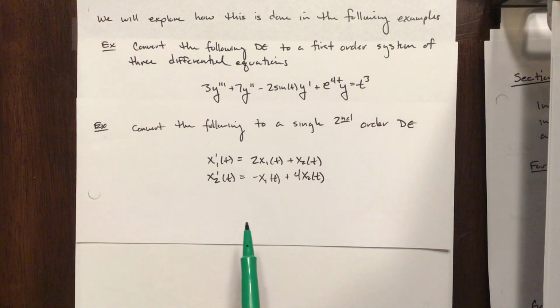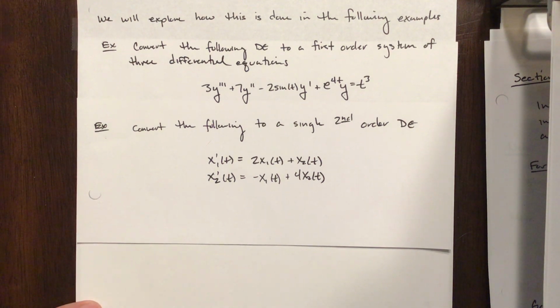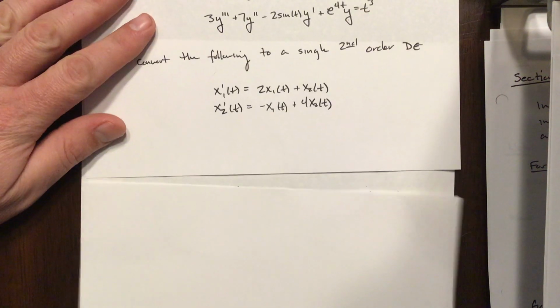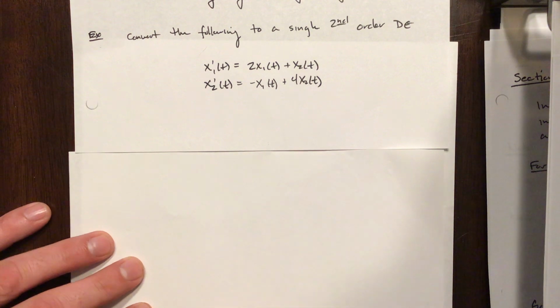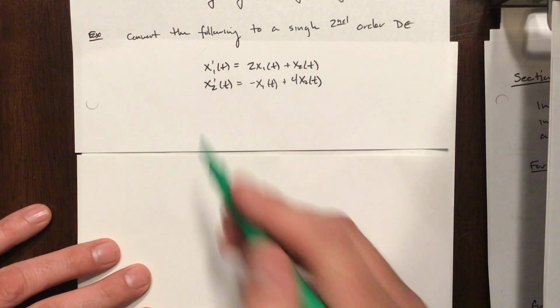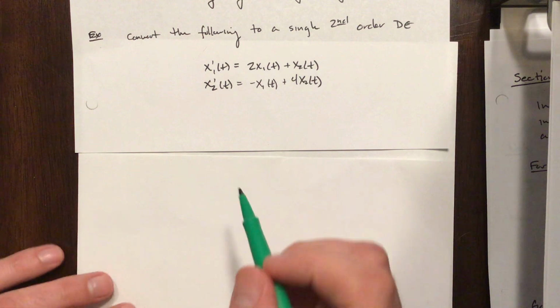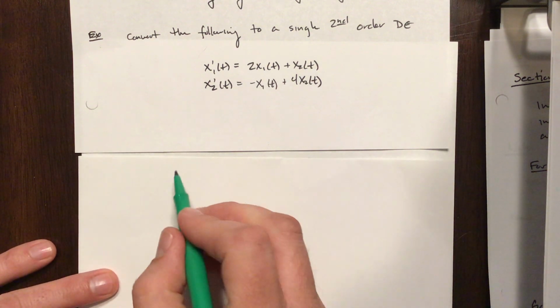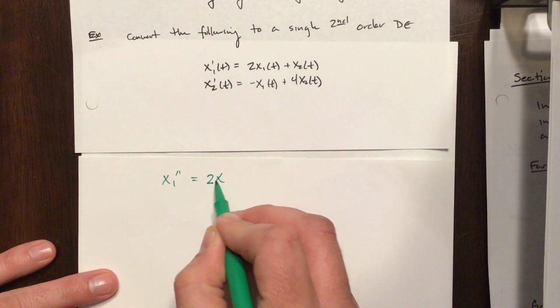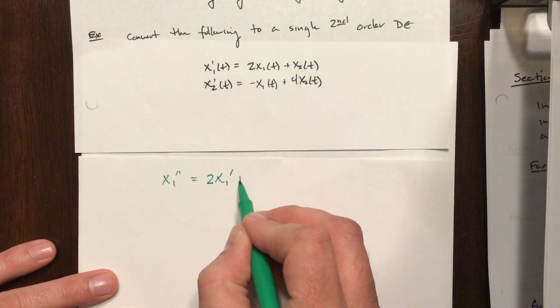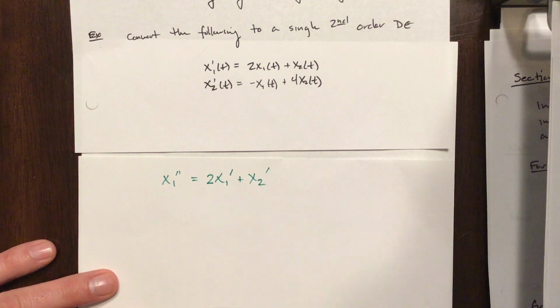Okay, but what it also guarantees is that the other way is true. So here's a system of two first order differential equations. We can write it as one second order differential equation. Okay, so this is the other side of the theorem. Here's how you do that. First off, take one of these functions and take its derivative. So I'll do the top one just because it's listed on top. x1 double prime is equal to 2x1 prime plus x2 prime.